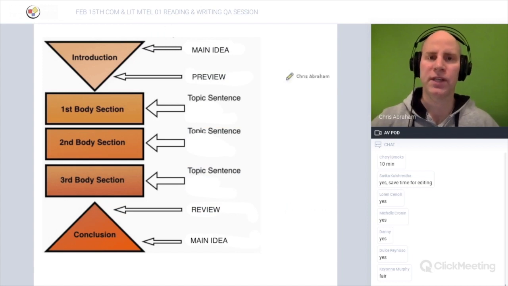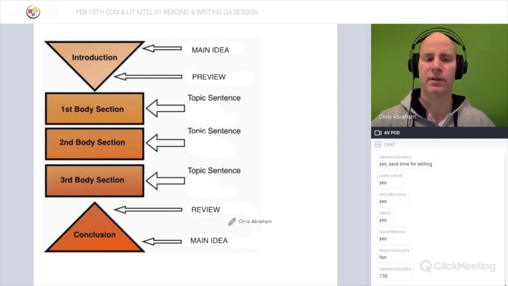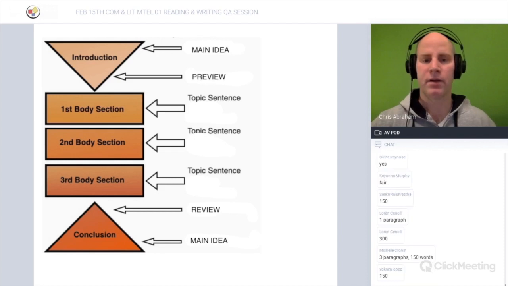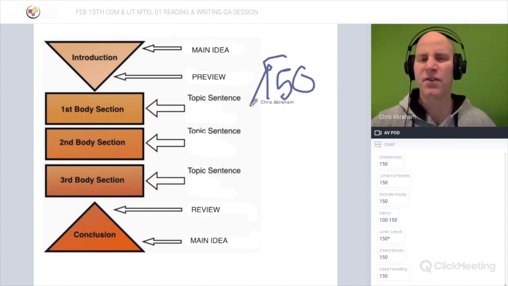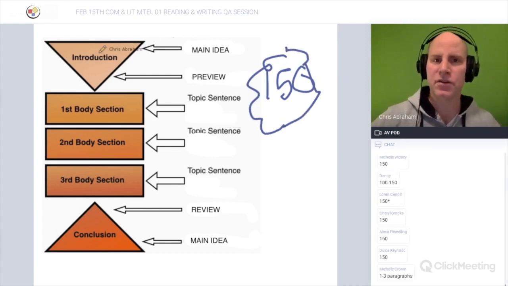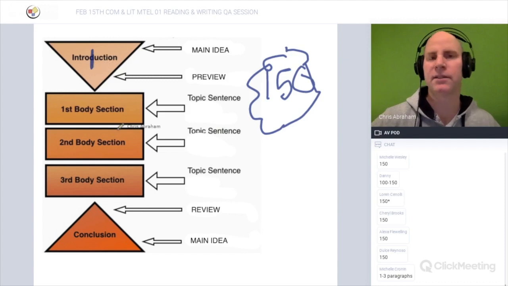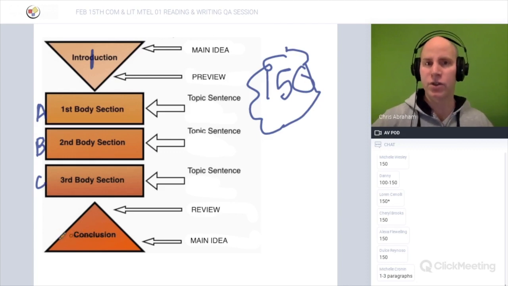I want you to use this one from the class for the summary essay. Now, how long is the summary essay? How long did we say that one has to be? How many words? That's what we're going to work on now. 150 words. So we're thinking 150 words here. So that means for the intro, I'm going to put down one sentence. And then we have our supportive paragraphs, A, B, C, and our conclusion.